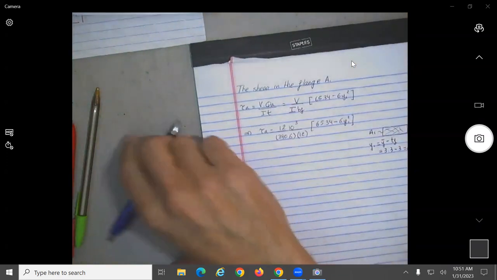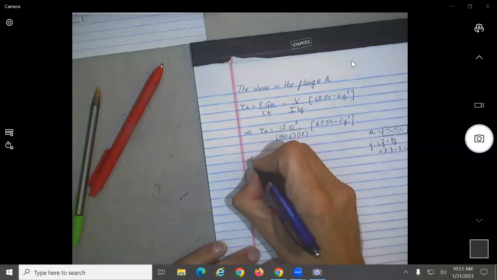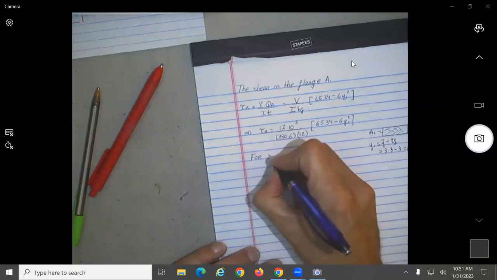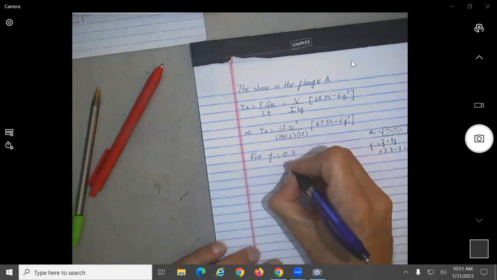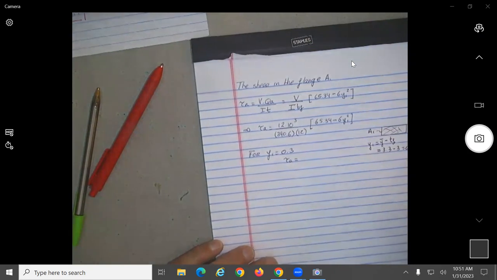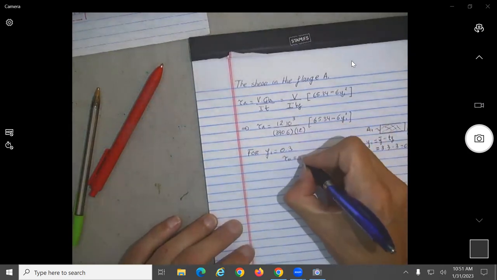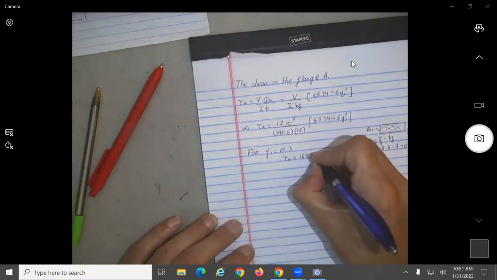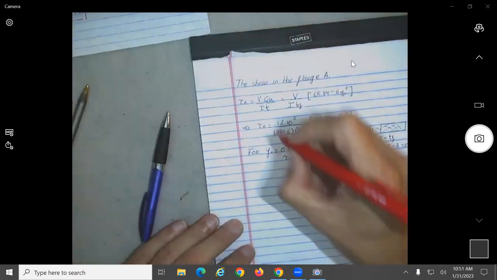So if you substitute y1 equal to 0.3 over here, can you check? I'm pretty sure it's going to be correct, and yeah, it does. Okay. So we should get 165.89 psi.